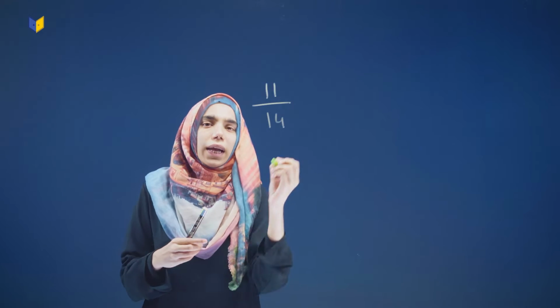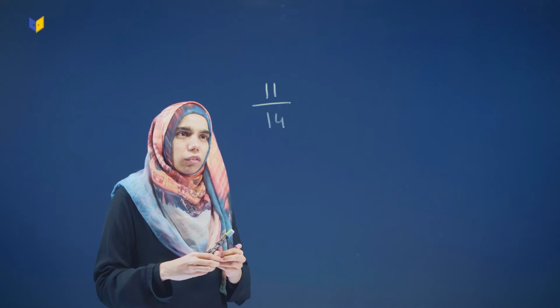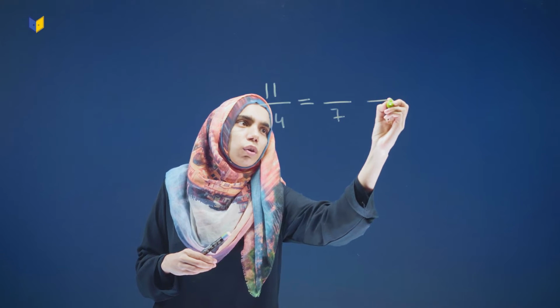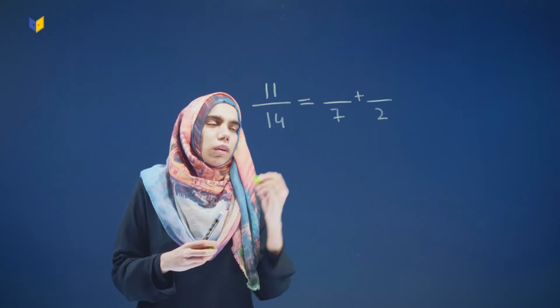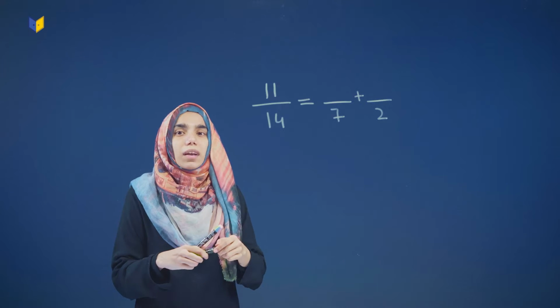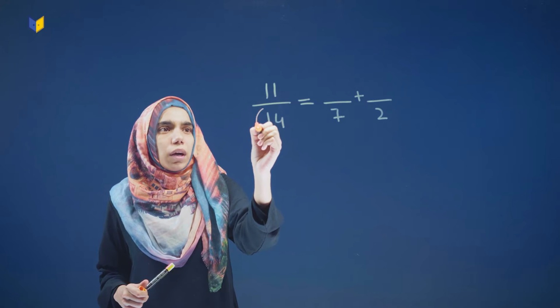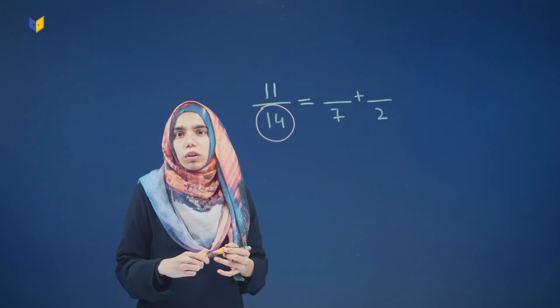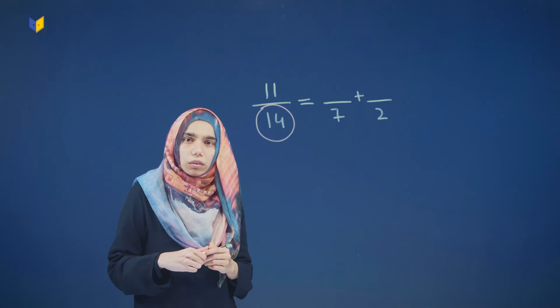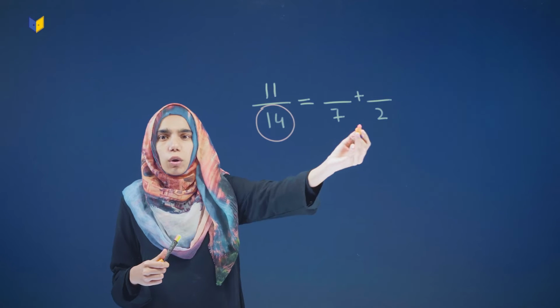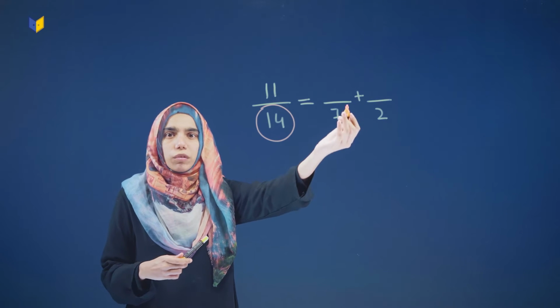For instance, we have a fraction 11 upon 14. I can break this into two simpler fractions with denominators 7 and 2. Now, the question should be, how do I decide what denominators to use? And the answer to that lies in the prime factorization of the original denominator. We know the prime factors of 14 are 7 and 2. So these two numbers serve as the denominators of the two partial fractions.